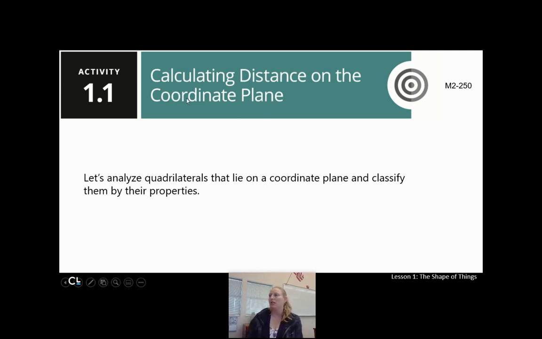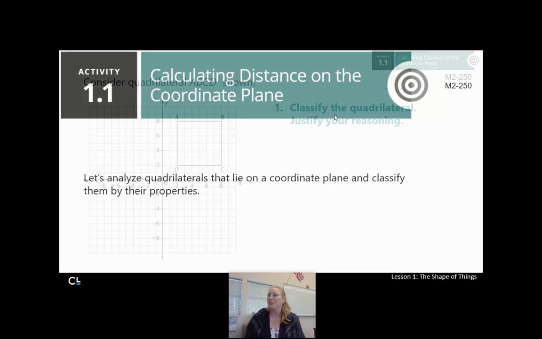We're going to be looking at calculating the distance on a coordinate plane. How do you find the distance between 2 points on a coordinate plane? We're going to analyze quadrilaterals that lie on a coordinate plane and classify them by their properties. We were just talking about that in our getting started activity. What makes a rectangle a rectangle? What makes a square a square? What makes a parallelogram, a rhombus, all that good stuff. We're going to play with that a little bit more today, only on a coordinate plane.